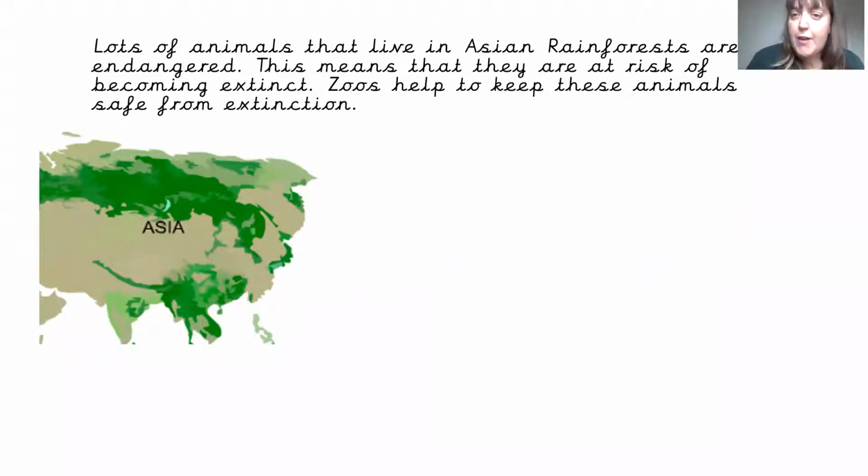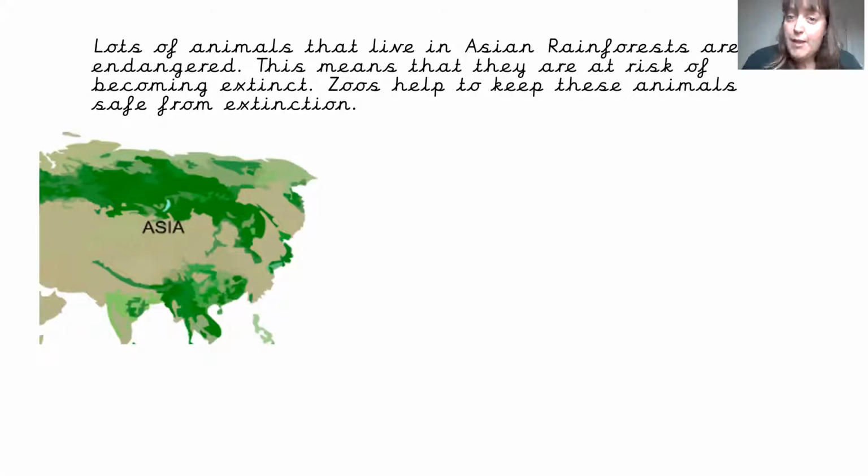So there's lots of animals that live in Asia, and in Asia they also have rainforests. Okay, but what's very sad about some of the animals that live in the rainforest is that they're endangered. Can you say endangered? And endangered means that they're at risk of becoming extinct. Extinct. I know that's lots of big words, but extinct means that they might all die.